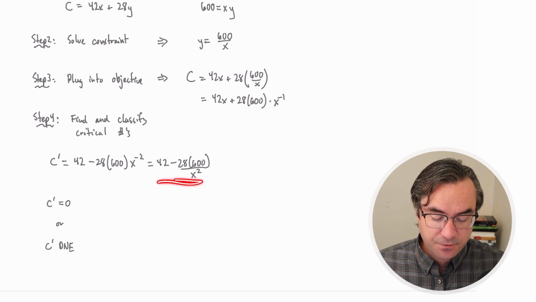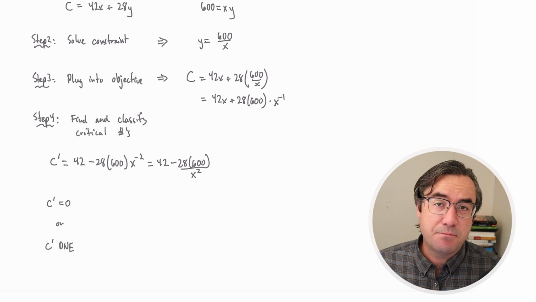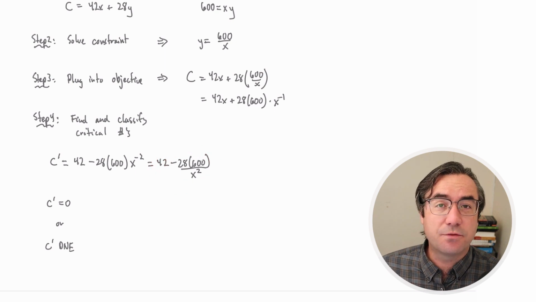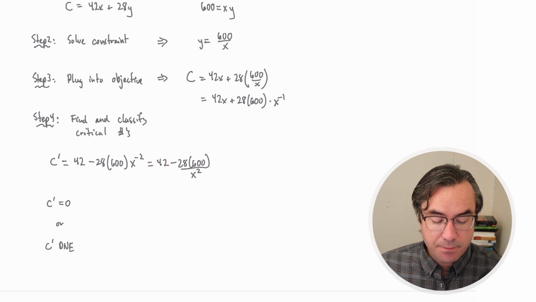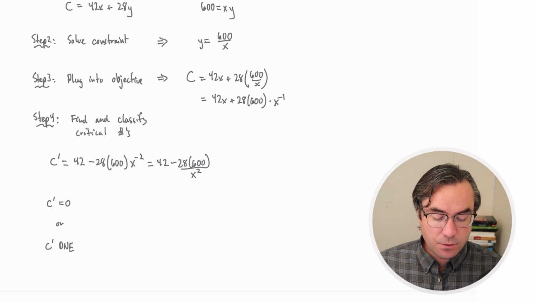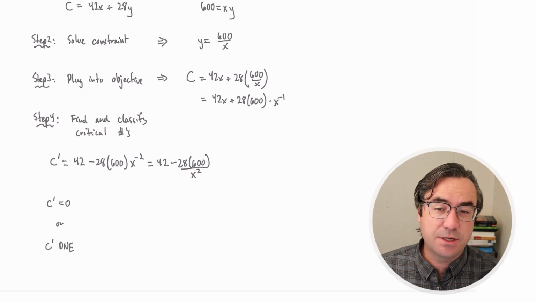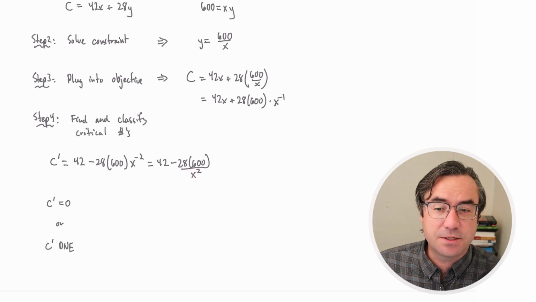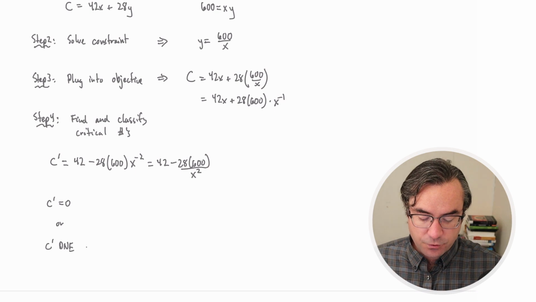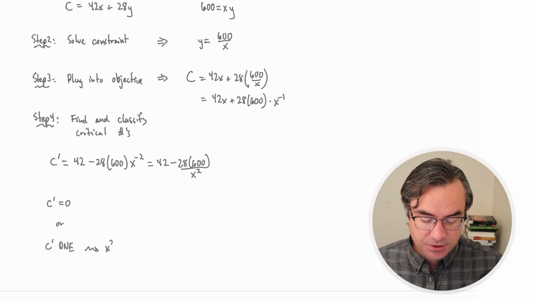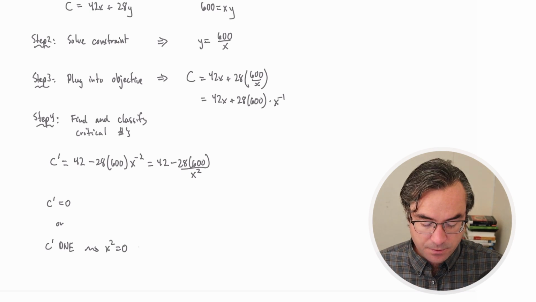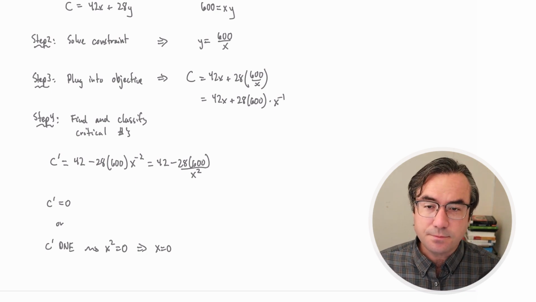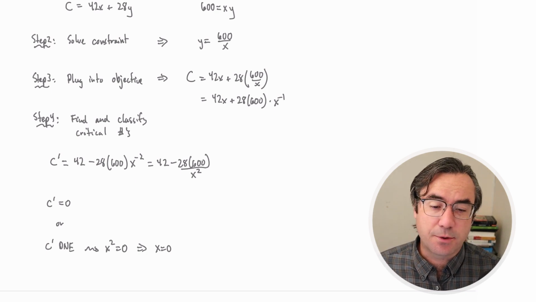So we do see some fractions here. Now we have a couple options. We could try to get a common denominator, try to get this all into one fraction. We've done that before. But we do have a fraction. So we can look at just where that fraction divides by 0, where we have division by 0. And we see that that happens when x squared is equal to 0. So the derivative does not exist when x squared is equal to 0, which gives us x equal to 0. So that's one critical number.